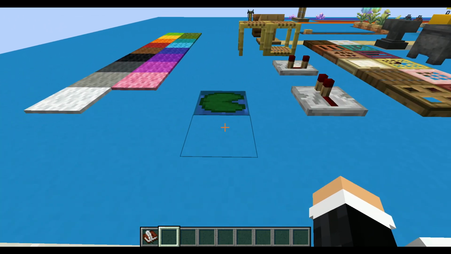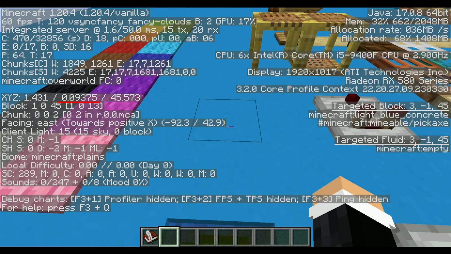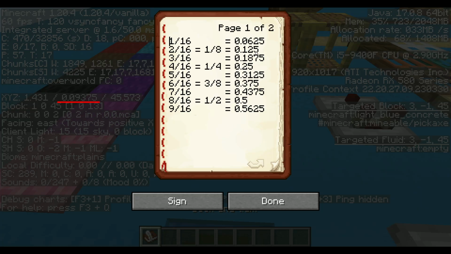The next one we have is a lily pad. Now if we stand on it, we go a little bit higher, right? 0.09375 if we open our book. Oh, there doesn't look to be 0.09375, right? 0.09375 is a bit bigger than 1/16, but it's smaller than 2/16.